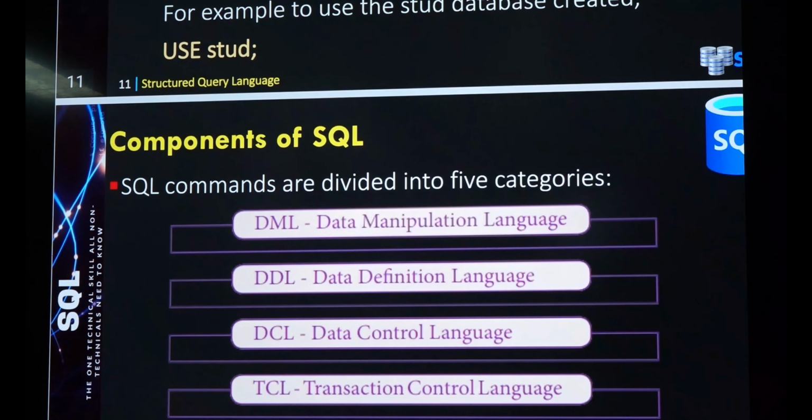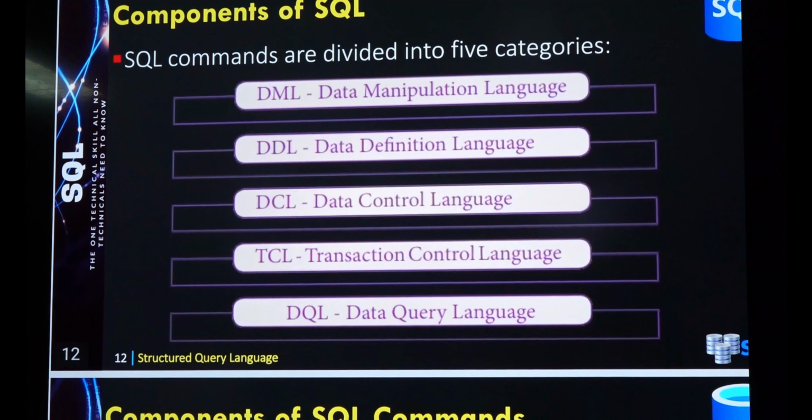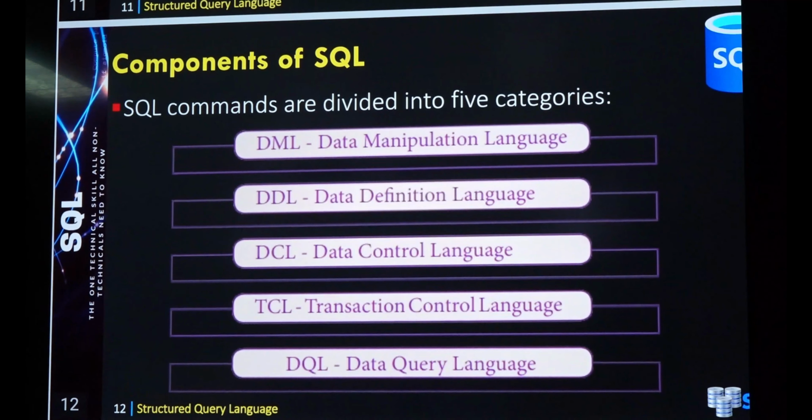Next one is components of SQL. The components of SQL commands are divided into 5 categories. What are they, sir? DML, DDL, DCL, TCL, DQL. One by one, I will tell you the expansions now. DML is data manipulation language. DDL is data definition language. DCL is data control language. TCL is transaction control language. And DQL is data query language.